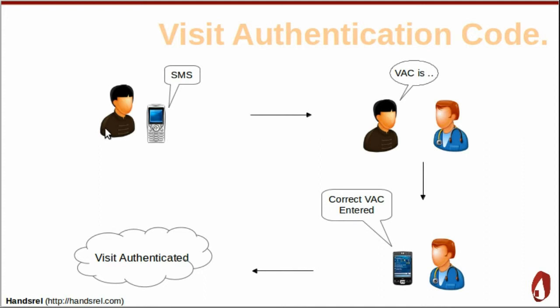Quick background about the visit authentication code. It's a code which is sent to the patient in the form of an SMS. So the SMS is received by the patient. Then the patient visits the DOT worker and tells the DOT worker what the visit authentication code is. Then the DOT worker enters the correct code into his mobile phone and uploads the data, and hence the visit is authenticated. This is to ensure the genuineness and the fact that the patient and the DOT worker actually met.